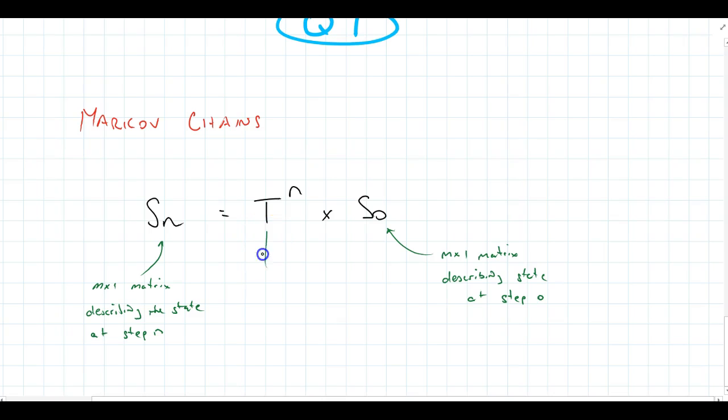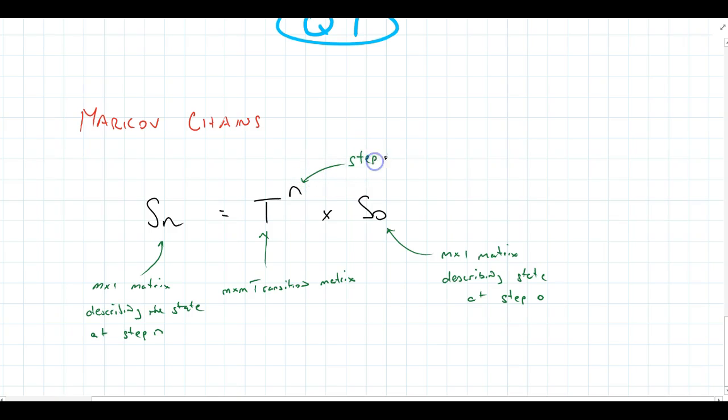And T we know to be our transition matrix. Our transition matrix we fill with probabilities, and that's an m by m. Need to perhaps pop that in at the top. It's our m by m transition matrix, and n represents the number of the step n. So this is step n.